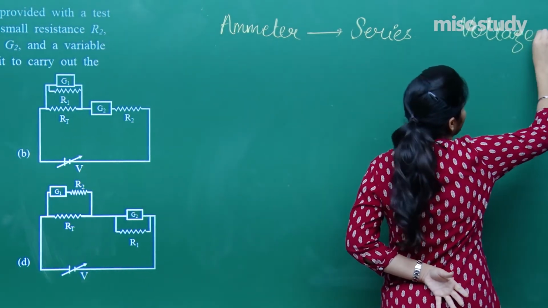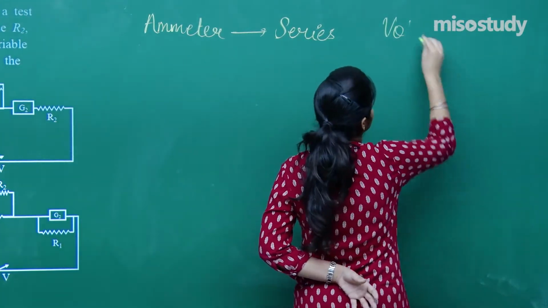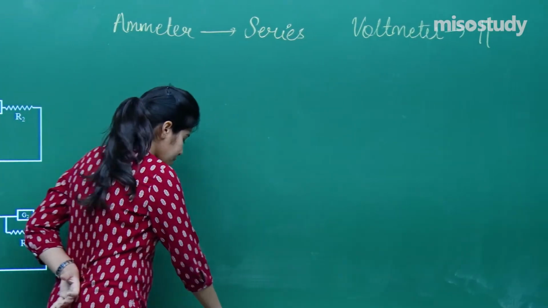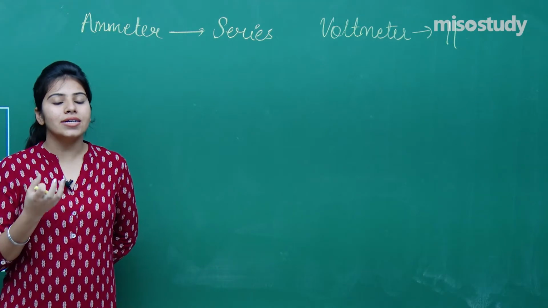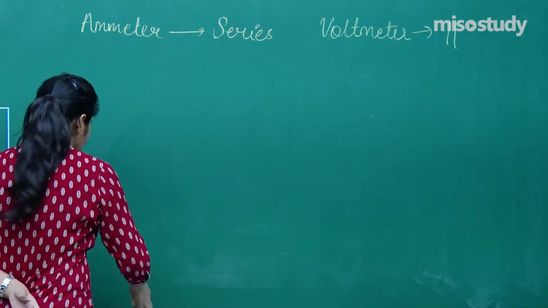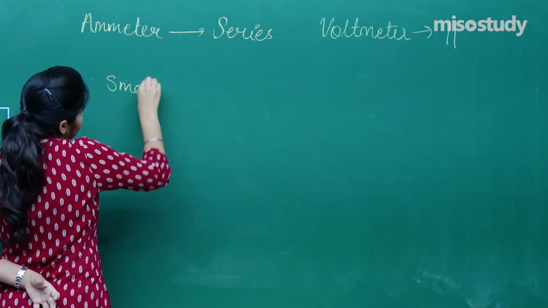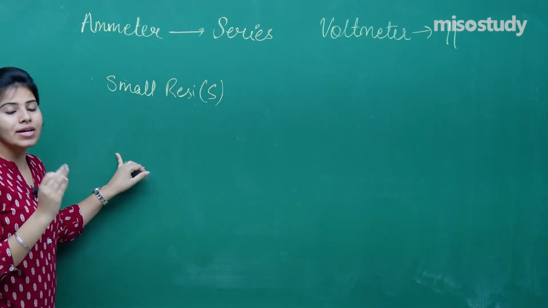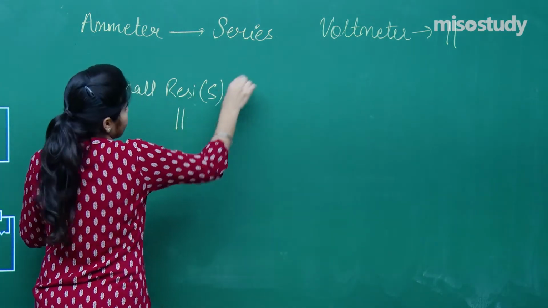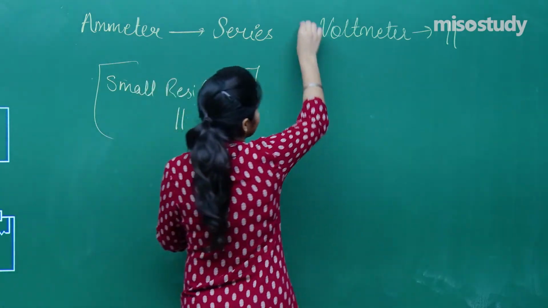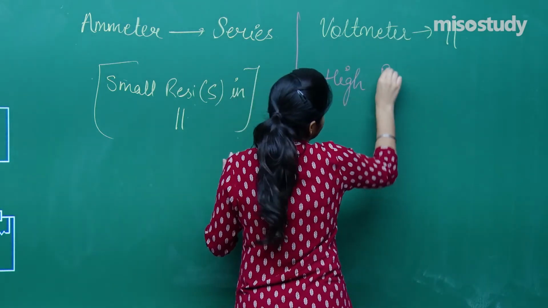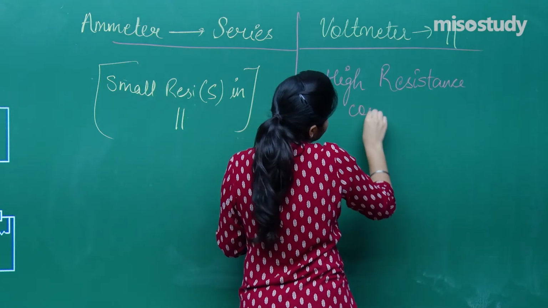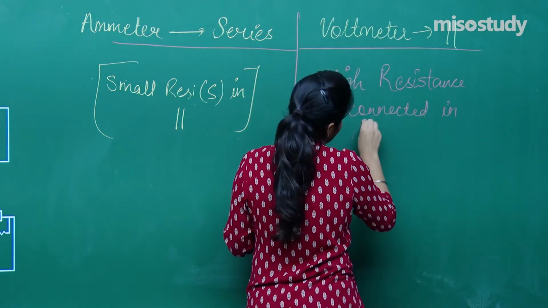Voltmeter, not the voltage. It is connected in parallel in the circuit. Now, if I talk about the internal structure of the ammeter and voltmeter. In the case of the ammeter, we know that a small resistance, which we call a shunt, is connected in parallel. And in the voltmeter, a high resistance is connected in series with the galvanometer.